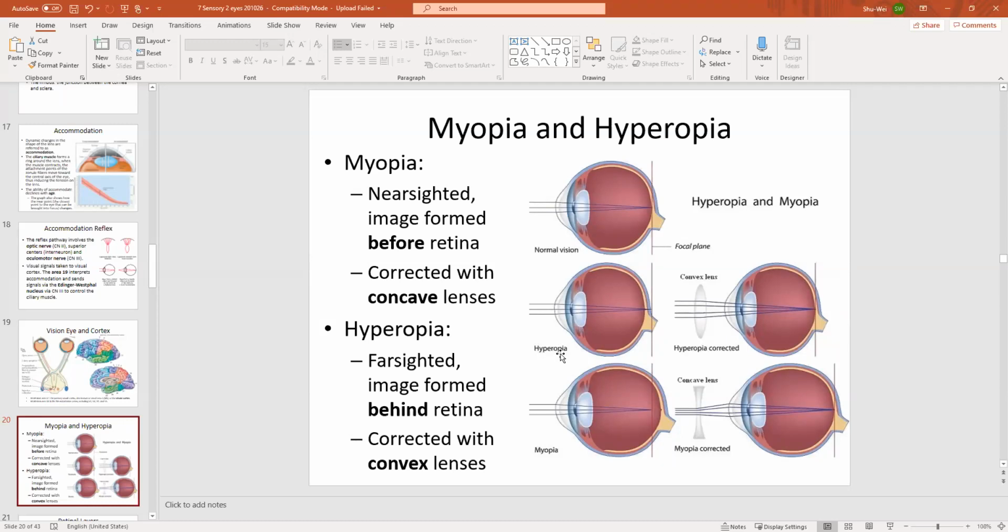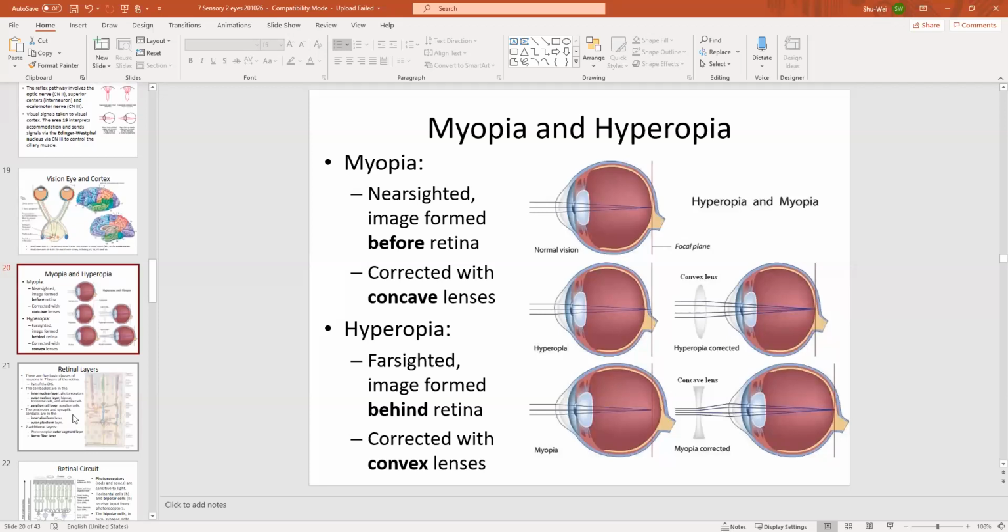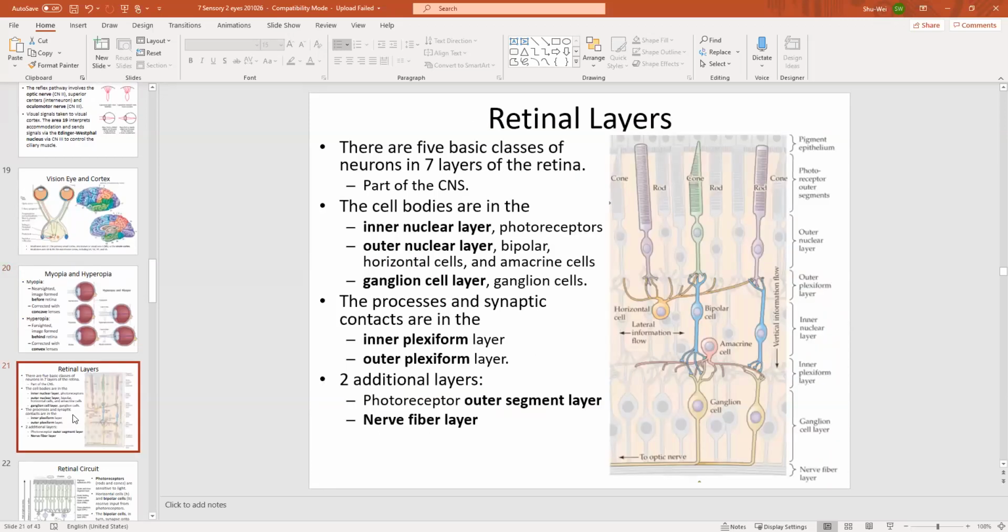Another one is hyperopia, where the projection is too far away. We can correct that with a convex lens. So that's that. All right, now we have the imaging in the retina.